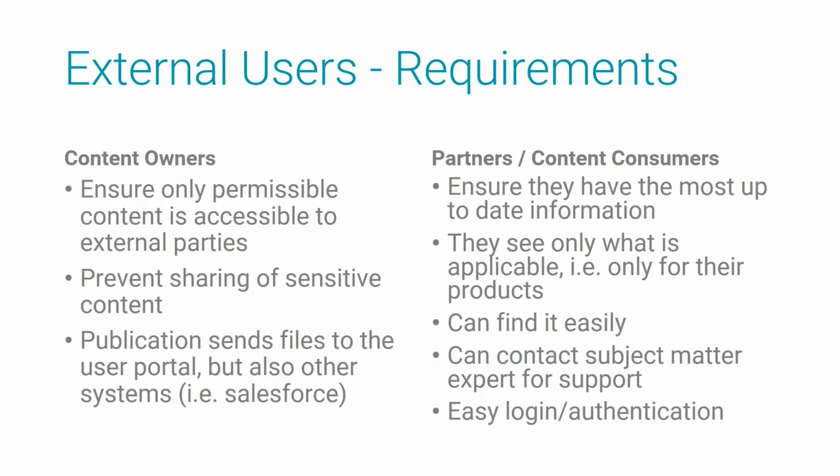Partners and the content consumers in this case, obviously want up-to-date information, but they don't want to be overwhelmed. So this is where that aspect of personalization applies, where you can. If you're a product-based organization, they only want to see the information about products that are actually things they resell or things that they've bought. Findability, of course, so that they can contact a subject matter expert for support. So who do I go to if I have a question about that material?